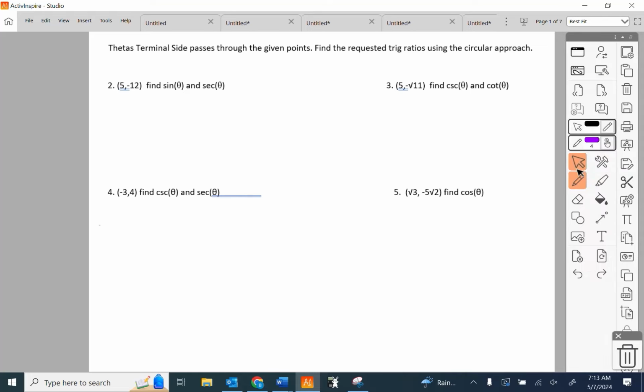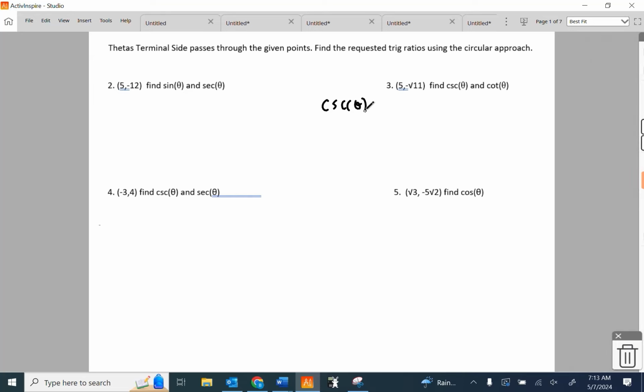To do the circular approach, you have to know some things, like I want cosecant. The cosecant of an angle is simply the radius divided by y, and cotangent of an angle is x over y. They're just formulas. So I need the r. R squared is x squared plus y squared. It's just the Pythagorean theorem. So r squared would be 5 squared plus negative root of 11 squared. It's going to give me 25 plus 11, which is 36. Remember, r squared is equal to this. So r is 6.